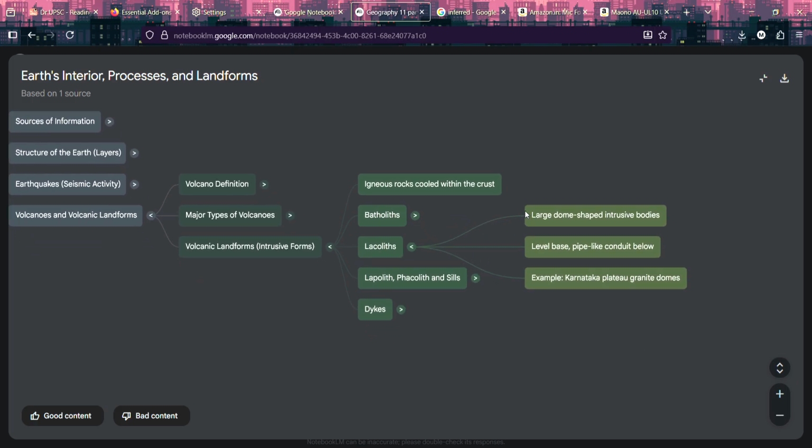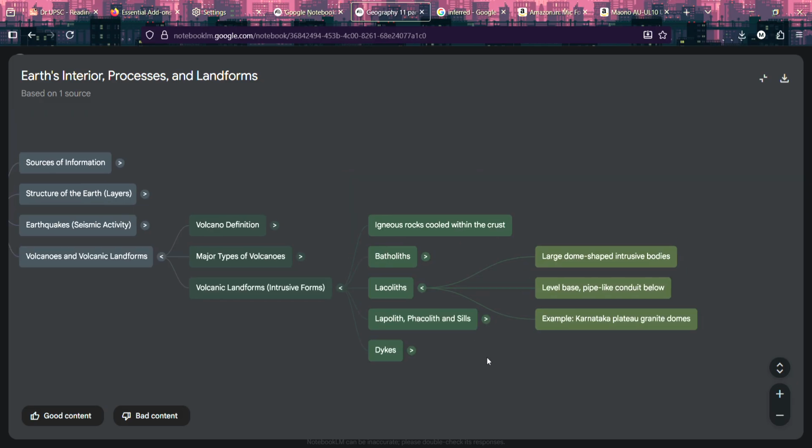Laccoliths are large dome-shaped intrusive bodies with a level base and a pipe-like conduit below. For example, we have examples from India itself. Laccoliths are present in the Karnataka Plateau, where the granite domes are due to laccoliths.